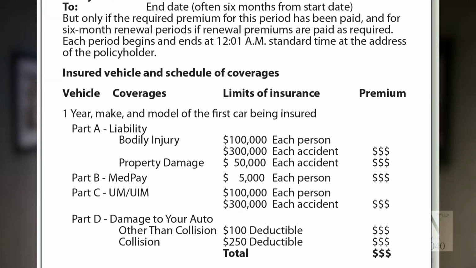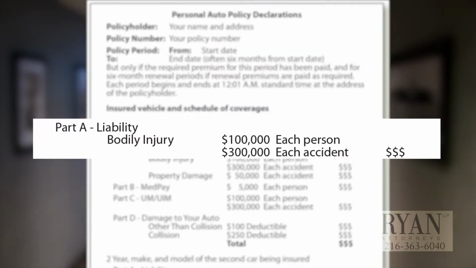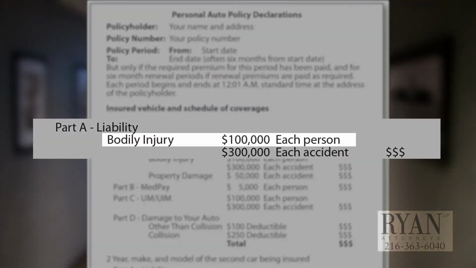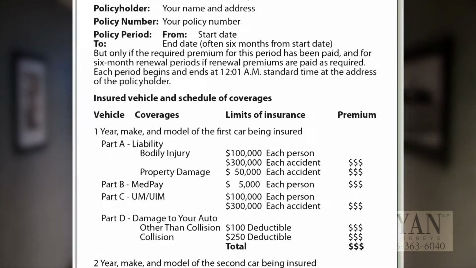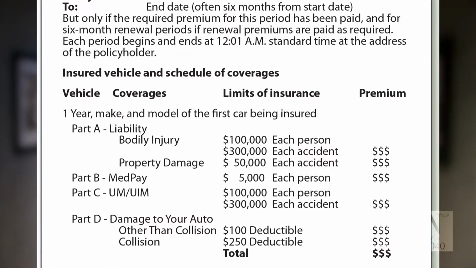For example, with a $100,000, $300,000 policy, the maximum amount of coverage available to a single person is $100,000. If there are additional people injured in the accident, the maximum for all claims of that accident is $300,000. This can cause issues when there are more than one person injured in an accident.